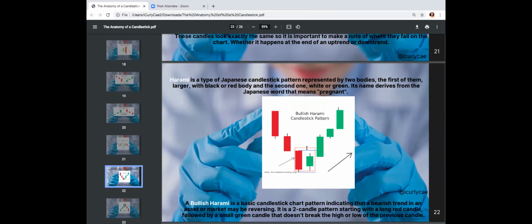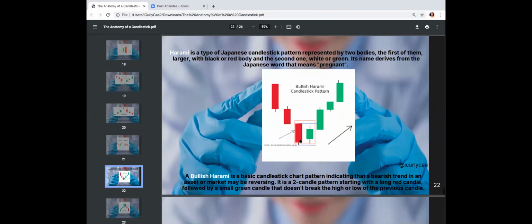Its name derives from the Japanese word that means pregnant. So when you look at the candlestick, the reason why it's called a harami is because you see this large body. So think of this as a woman, and then think of this candlestick being the baby. So it's basically carrying a baby.